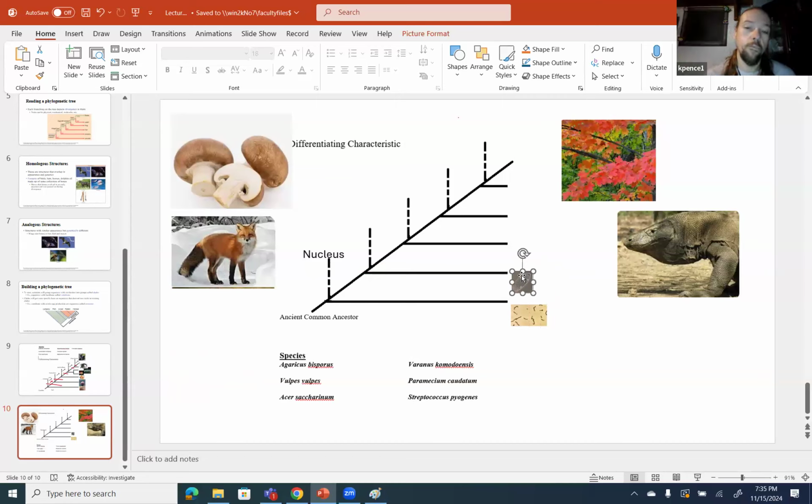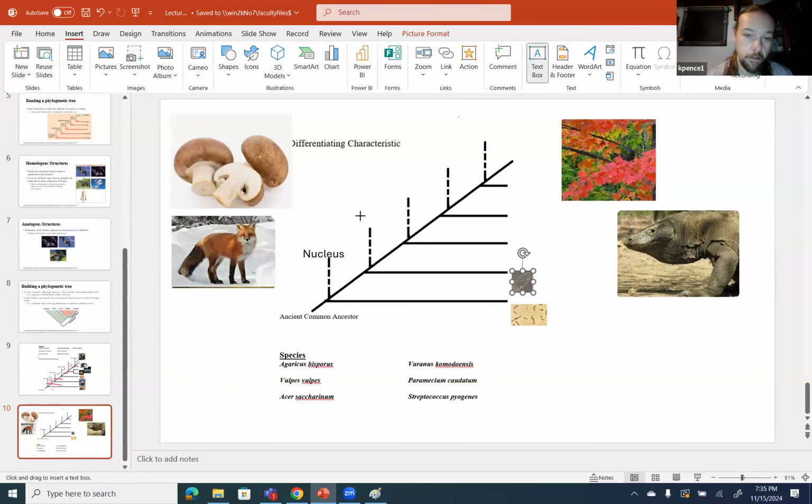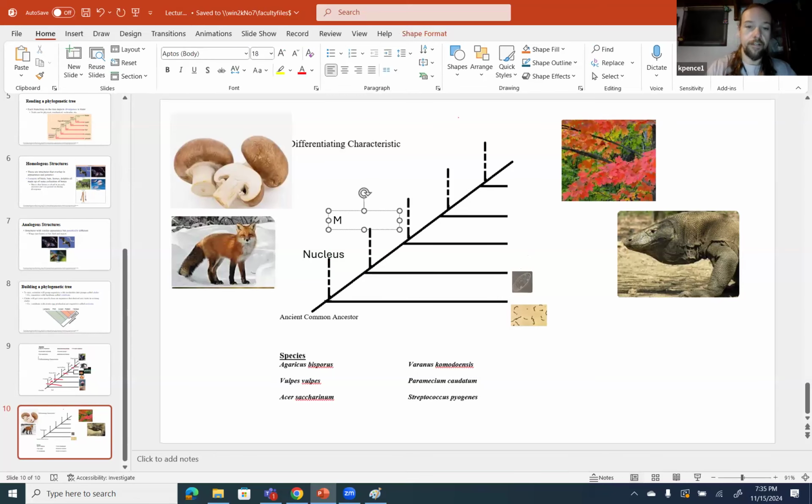Exactly, that's right. So we're gonna put another text box here, if I can find it. It keeps going away. We'll put one right here, and I'm gonna put multicellular, because the paramecium is only one cell. It's so small that I can't see it by itself. However, the mushroom, the fox, the maple tree, and the Komodo dragon are made up of millions of cells, so I can see them with my naked eye. I misspelled multicellular.